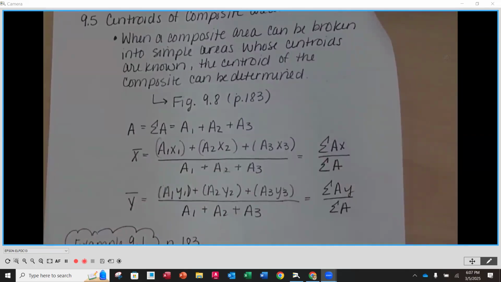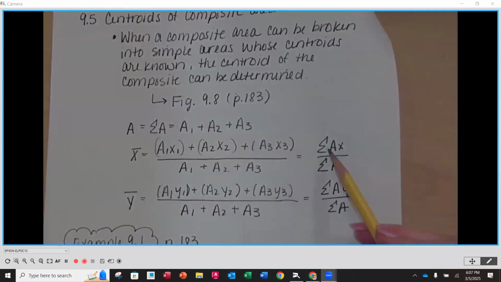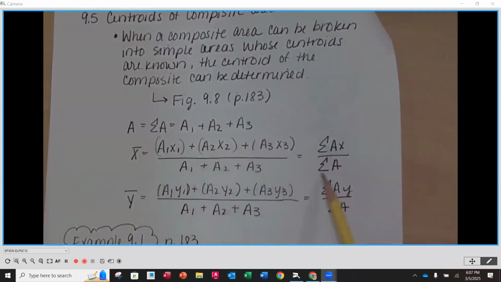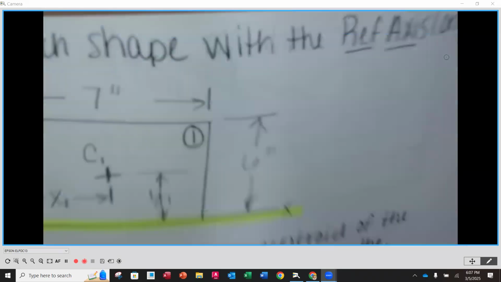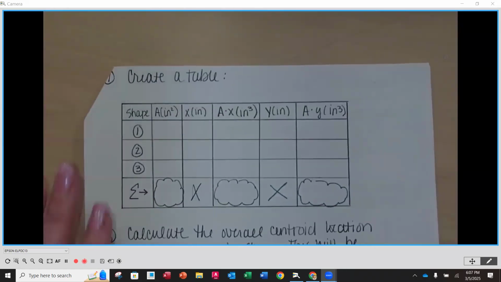As you know, each one of those symbols in front of the A times the X and the A are the summation. So I think it's capital sigma in the Greek alphabet. So we're going to add up all of our areas times our x's. We're going to divide by the total area. Okay. So that means on our chart here, this is just a way to organize the numbers we were collecting for each one of our shapes.